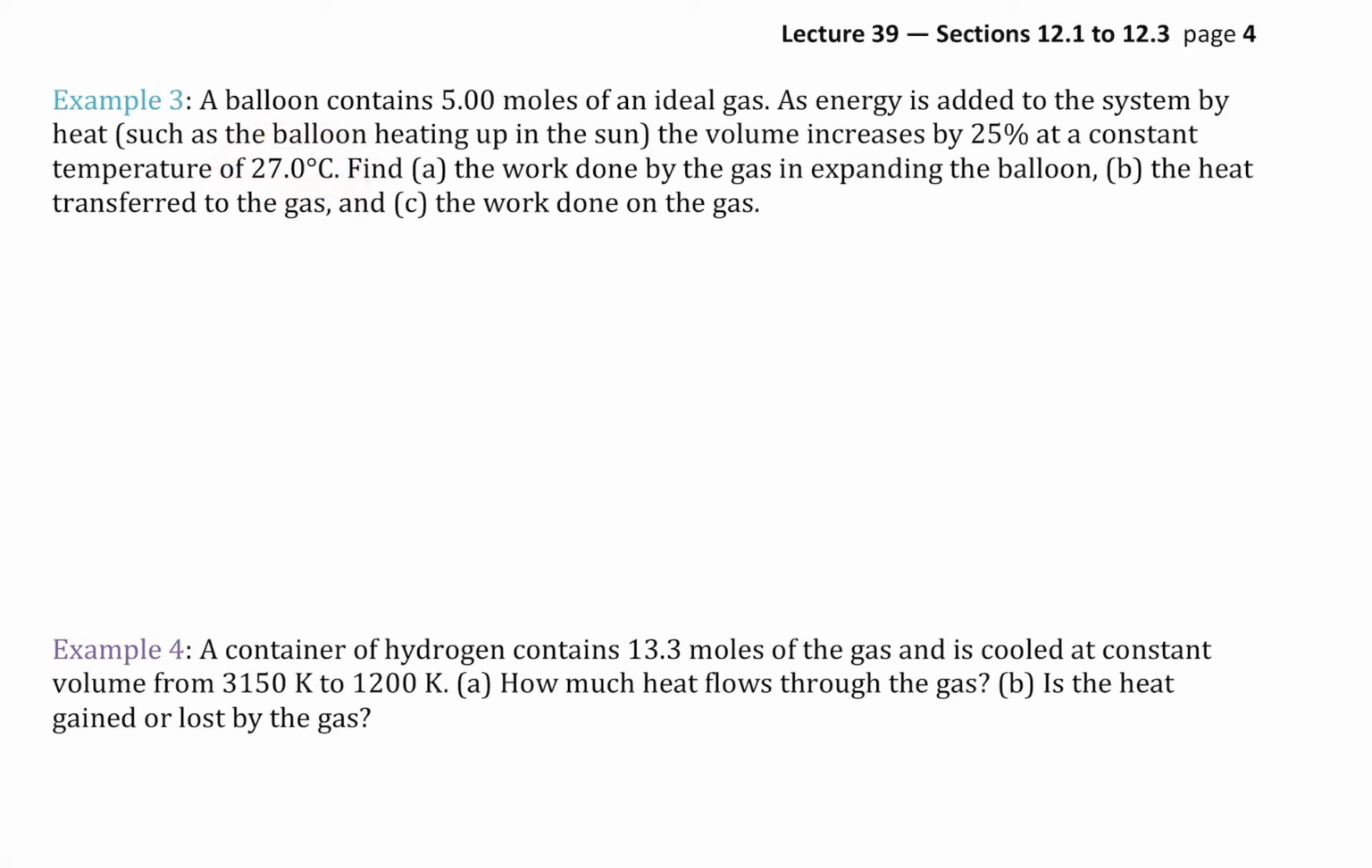So we're going to find the work done by the gas in expanding the balloon, and the heat transferred to the gas, and the work done on the gas. So basically find all the terms in the first law of thermodynamics. To find the work, we start off by acknowledging this is an isothermal process. We know that because it remains at constant temperature, so you look for that key term. That means your change in internal energy has to be 0. So one of the 3 terms in the first law of thermodynamics is 0 right away.